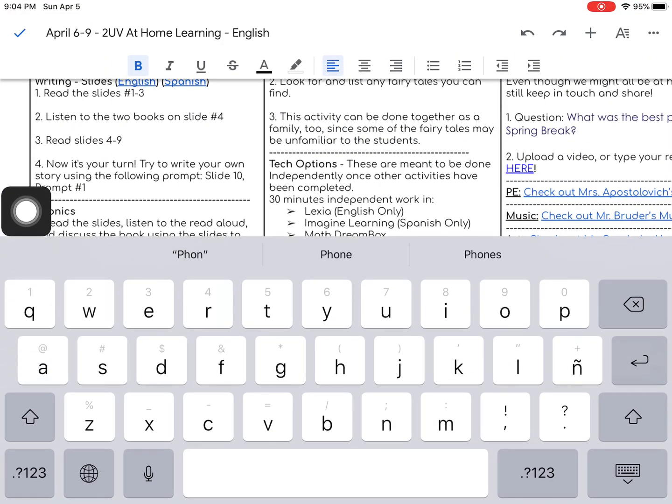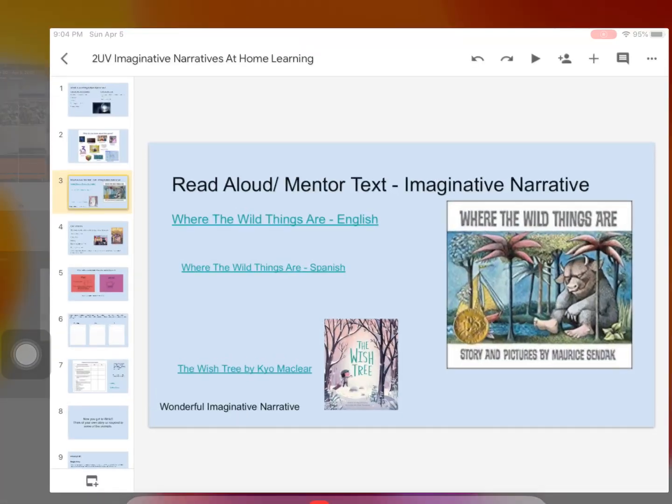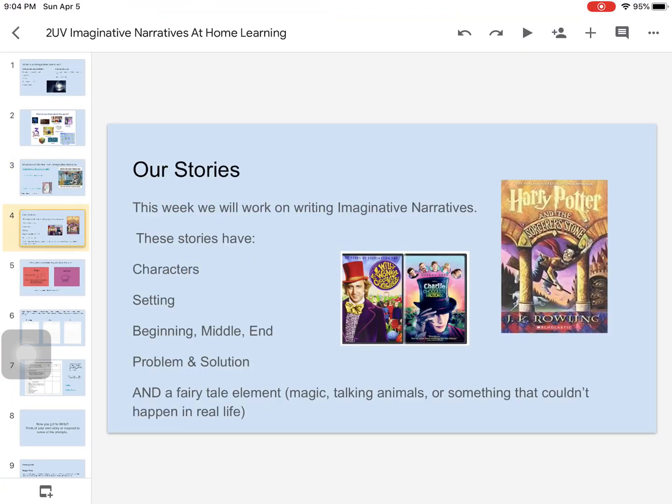And then it says read the rest of the slides 1 through, I think some of those numbers are wrong. I'll have to fix that. But you're going to read these next stories.